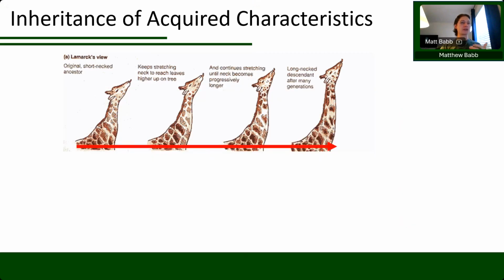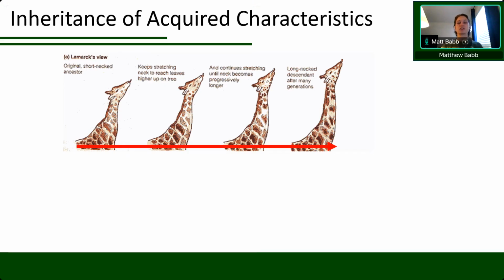Now, the theory of natural selection and the theory of evolution are not the only types of mechanisms that were being proposed at the time. There was another scientist named Jean Baptiste Lamarck who believed that an organism could actually pass on characteristics that it acquired during its lifetime to its offspring. Now, he called this the law of inheritance of acquired characteristics. Now, this is actually a very common misconception even today. This is not how evolution works.